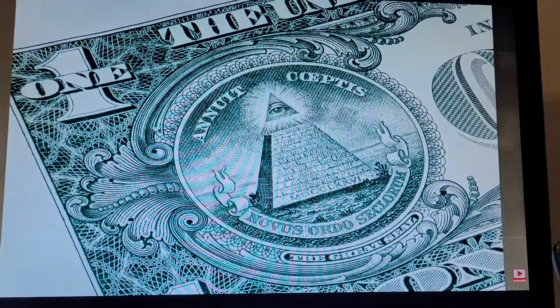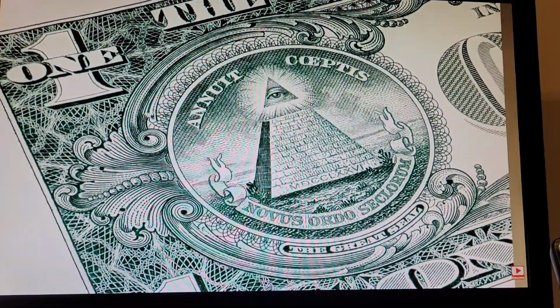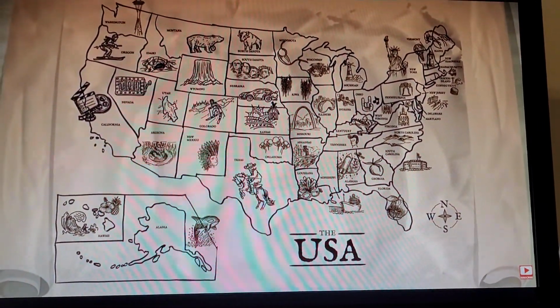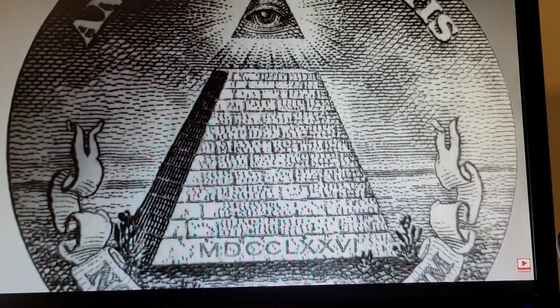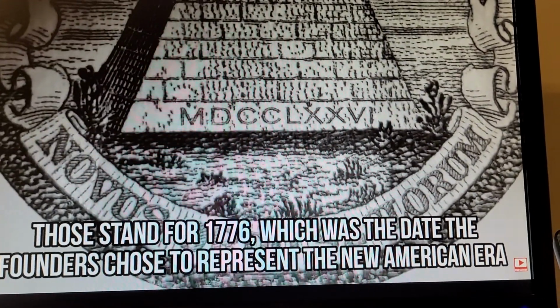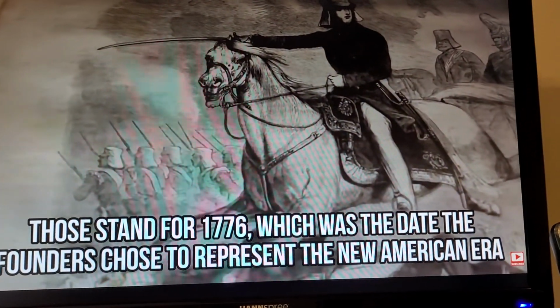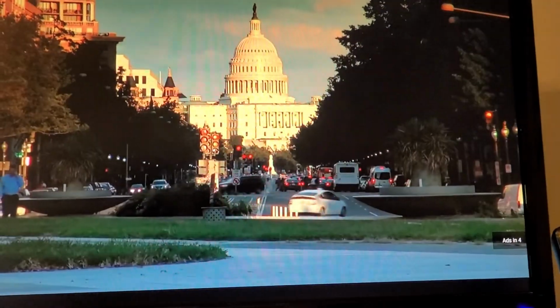But the unfinished pyramid comes with even more symbolism. It indicates future growth in the nation and expansion. Do you see the Roman numerals located on the base of the pyramid? Those stand for 1776, which was the date the founders chose to represent the new American era. Of course, it's based on the bottom of the pyramid and acts as a base for all future growth.